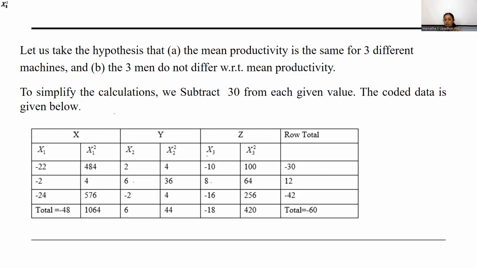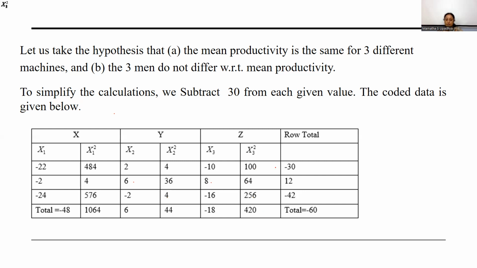And the total of all the x3 samples, minus 10 plus 8 minus 16, is equal to minus 18, and the total of x3 square, 100 plus 64 plus 256, we will be getting it as 420.